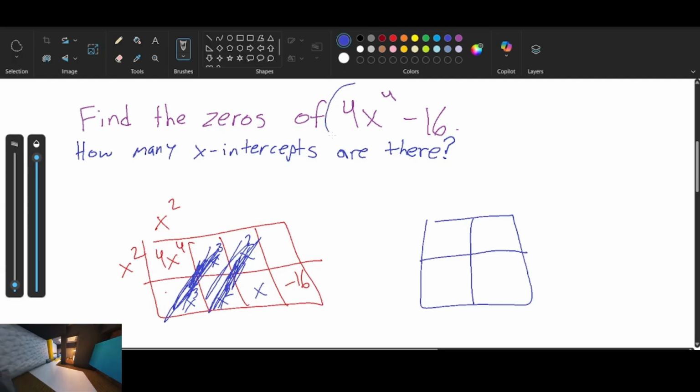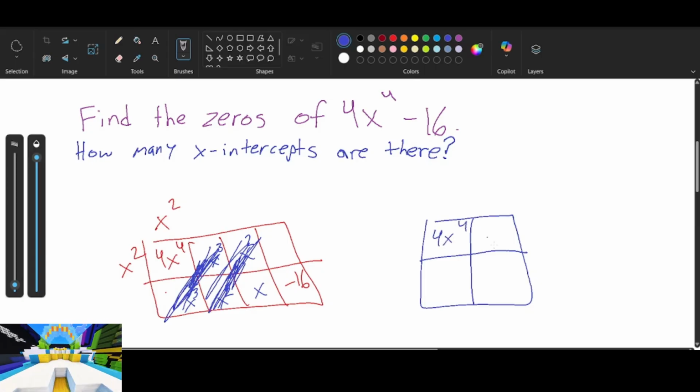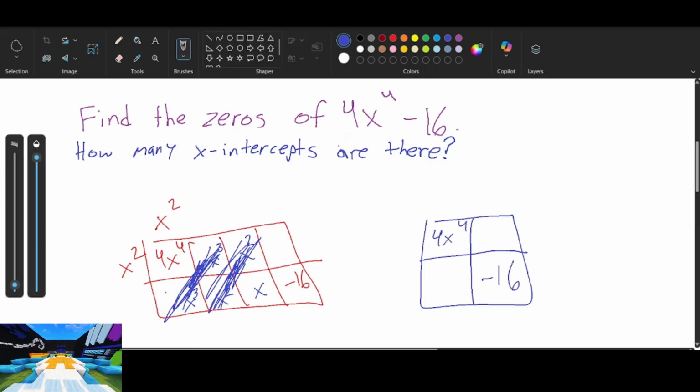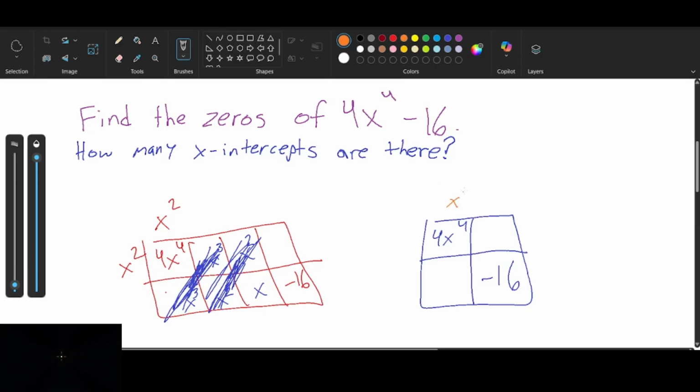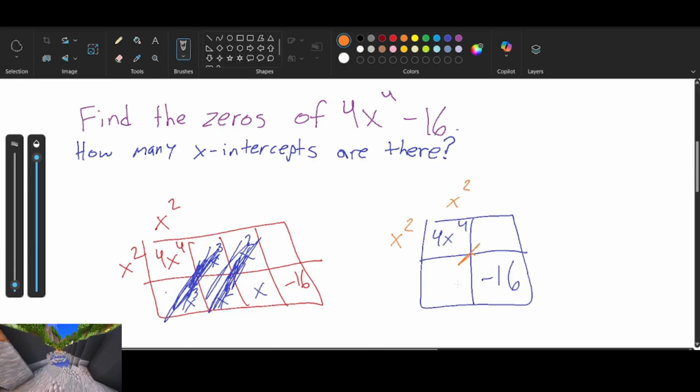Mainly because this is only 2 terms wide. So like 4x to the 4th and minus 16 in my box, I know x squared times x squared is going to get us that. And then in order for these to cancel out, they're always going to have to be the same number but opposite signs. So like a positive 5 and a negative 5 would add up to 0 and cancel out.